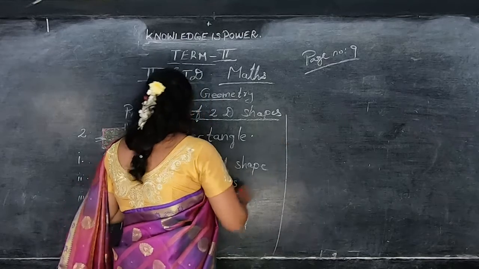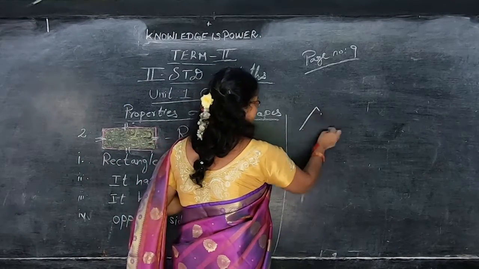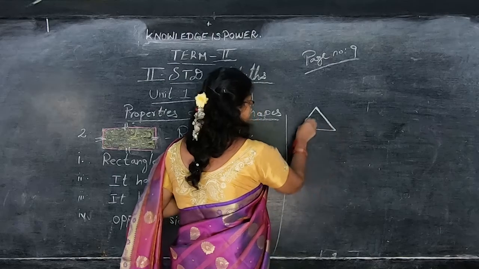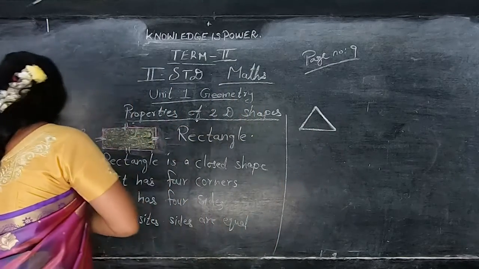See here, next I am going to draw. Next one is, see here. What shape is this one? Name the shape, children. What shape?